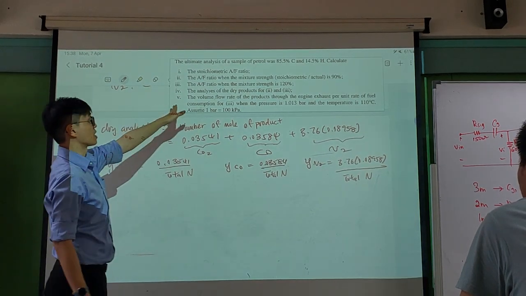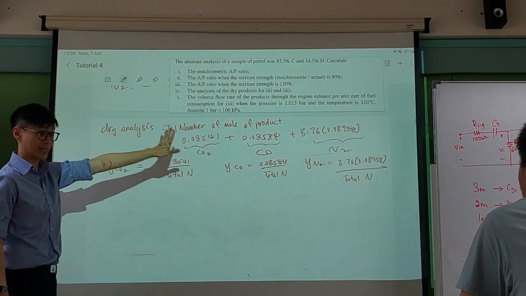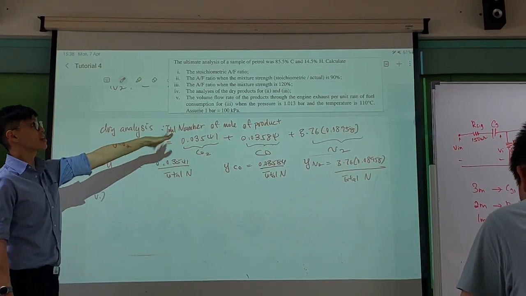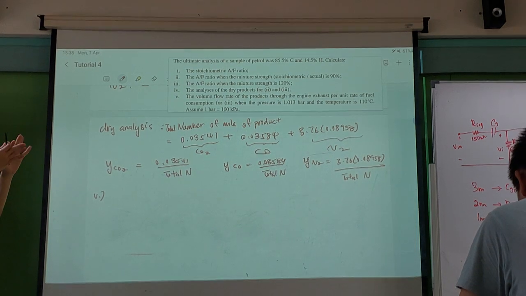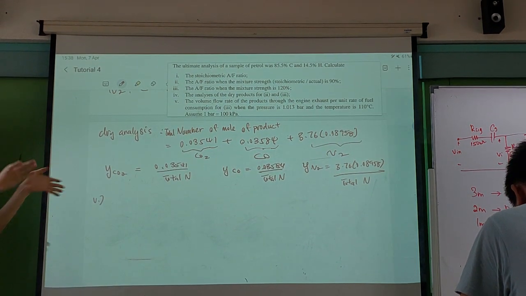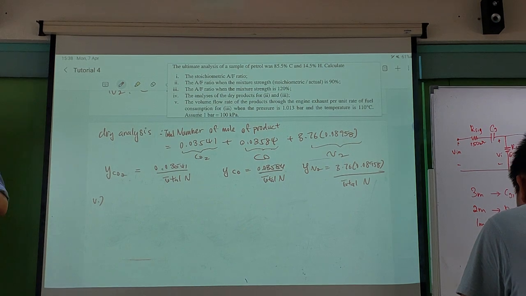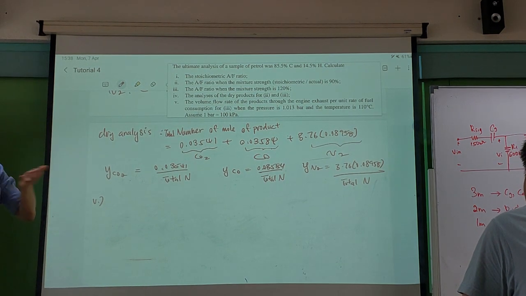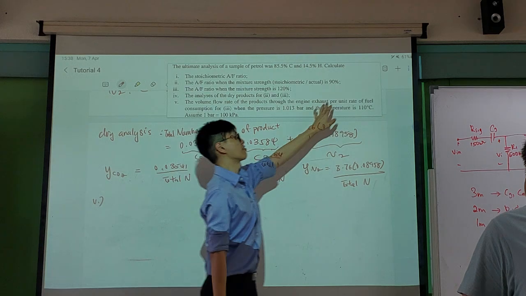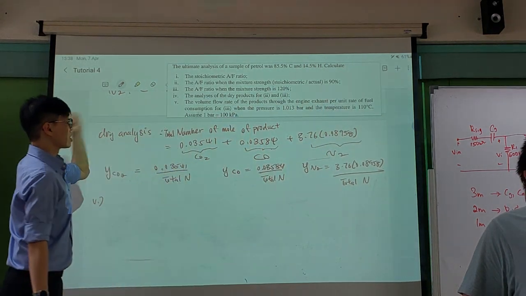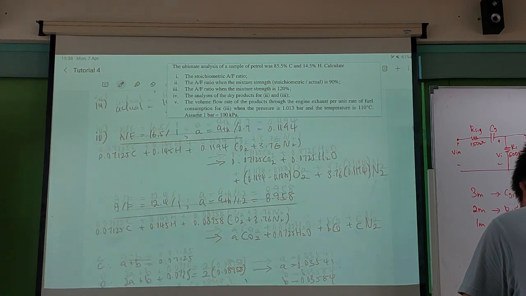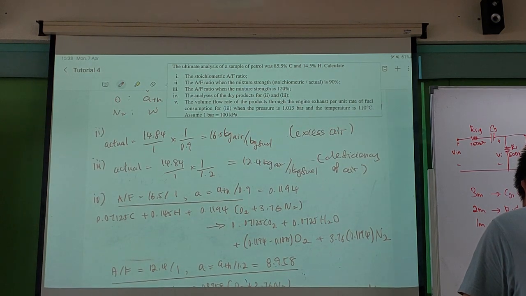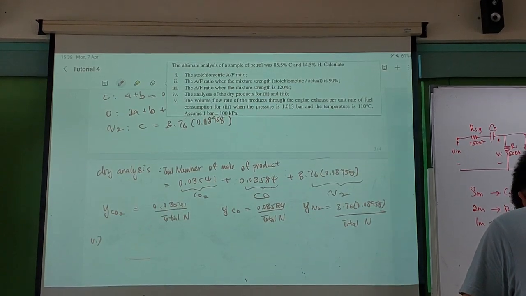You need to find the volume flow rate of the products for every unit rate of fuel consumption. From the start, we already assume that we are using 1 kilogram of fuel. Whether it's 1 kilogram per second or 1 kilogram doesn't matter, because we are looking for the flow rate in response to this. So you can directly use the number of moles from case 3, the case where we have deficiency of air.